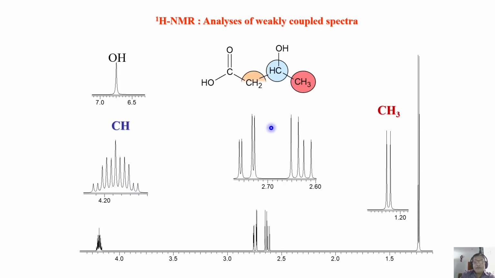Now, coming back to this CH2. This CH2 peak, if it is coupled to CH, what is the pattern I expect? I expect this to be a doublet. That is what we have been discussing all along. But now, why is it not a doublet? What is this funny pattern we are getting? It is a different pattern. We are not getting a doublet at all. What could be the reason?